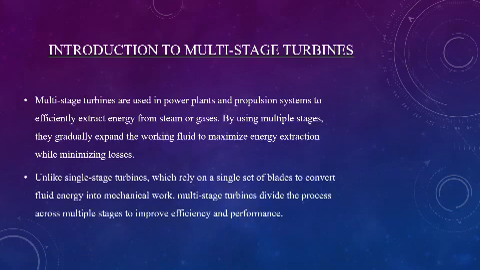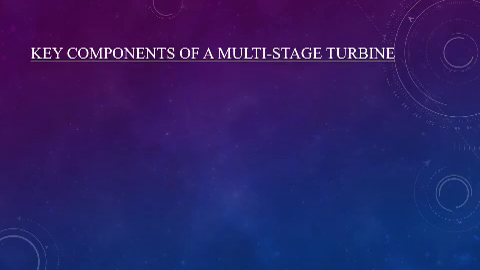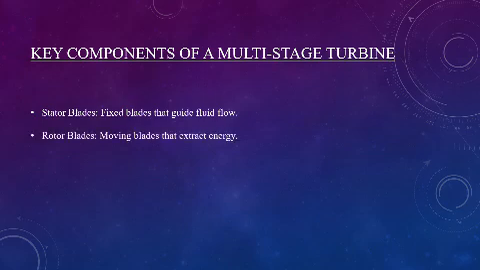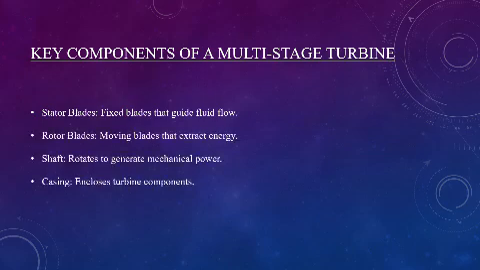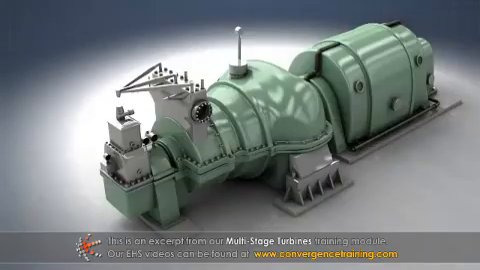Multi-stage turbines are used to extract energy. They are used basically in power plants, industries, and dams, and because of their large scale, they have a high efficiency. We have some key components of multi-stage turbines, which include the casing, rotor blades, stator blades, and lots more. So we'll be playing a video which shows the key components of a multi-stage turbine.